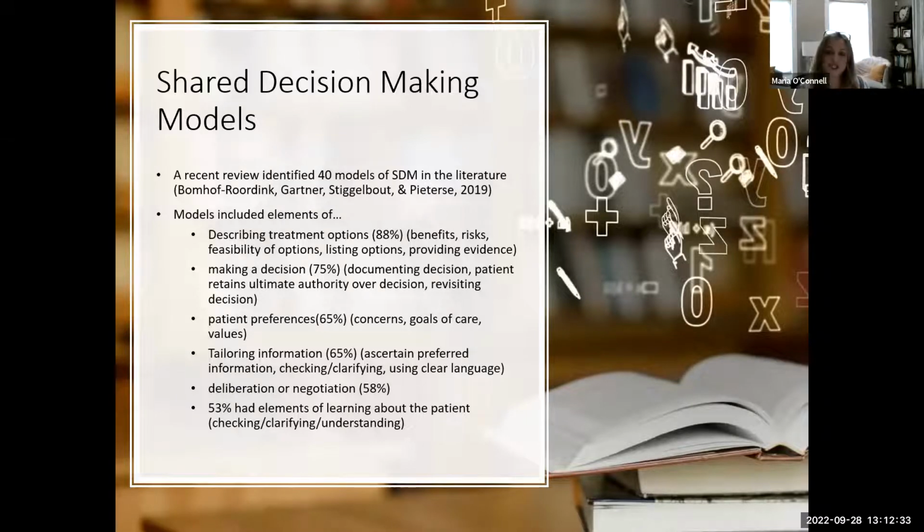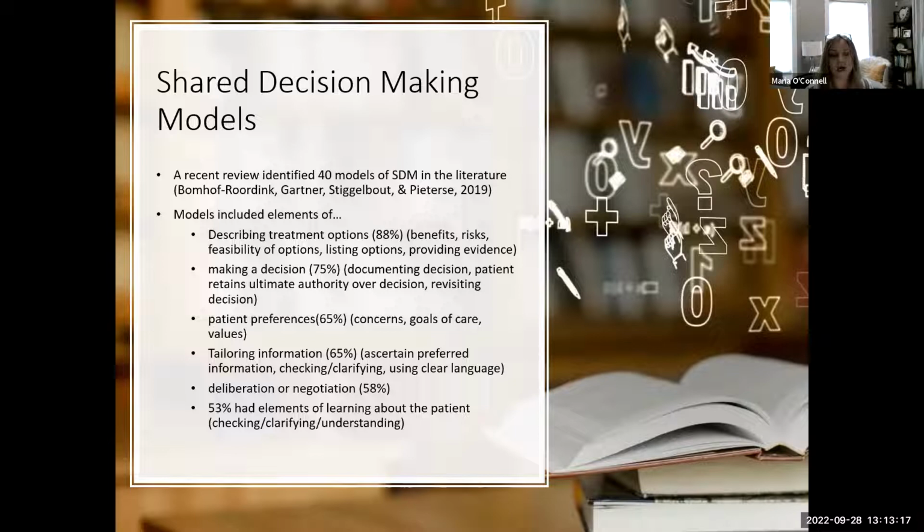So back to shared decision making. In 2019, there was a review of shared decision-making models, and this review identified 40 different models in the literature of shared decision-making. And some of them had some common elements, but there are also some that are very unique. One of the issues with having 40 different models, and one thing that the literature talks about and that we have found, is that without consensus about what shared decision making is, there are a lot of different views on it. It's really hard to know how to implement it in practice.